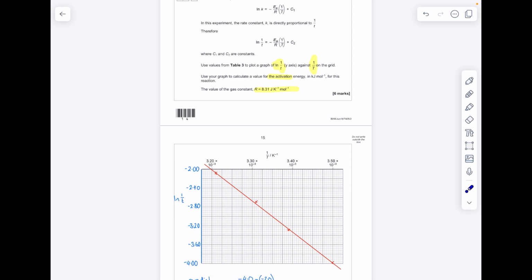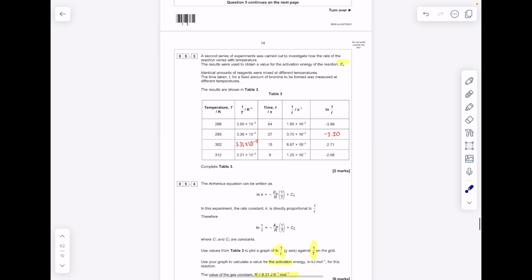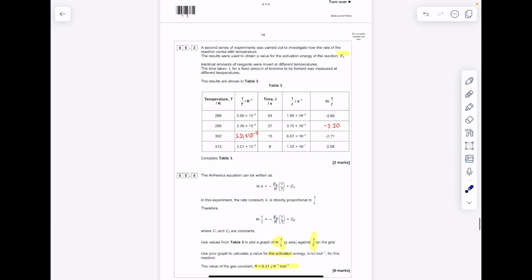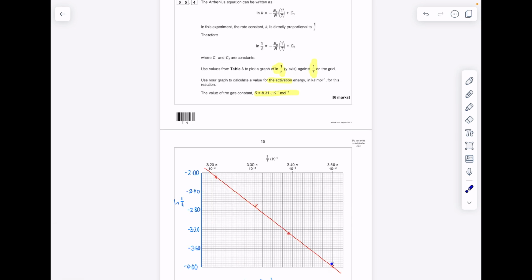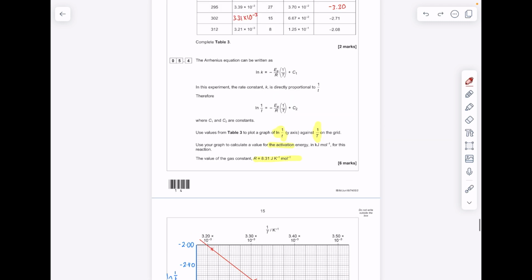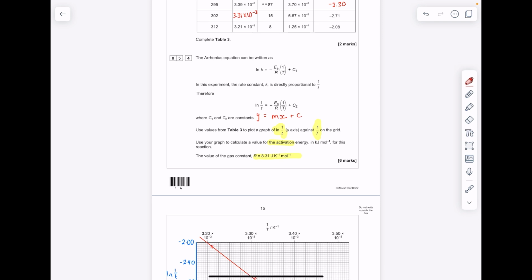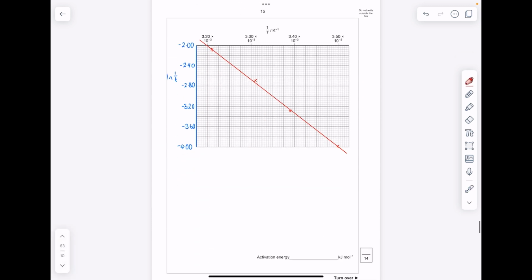Then we're going to plot a graph. I've done that too. We're plotting on the y-axis -3.99 against 3.5 times 10 to the minus 3. So that's that point right here, and so on and so forth. And now the hardest bit is to find the activation energy. First thing, remember that this equation here is in the format y equals mx plus c. So we can see therefore that the gradient is minus activation energy over R. So let's write that down here.